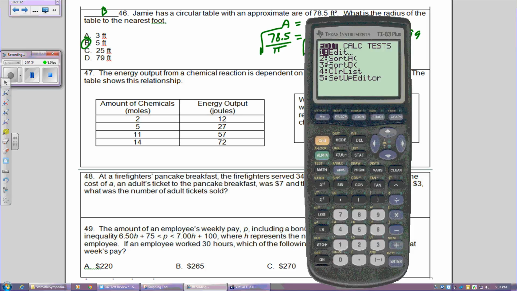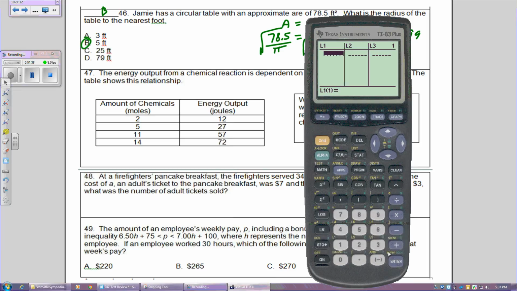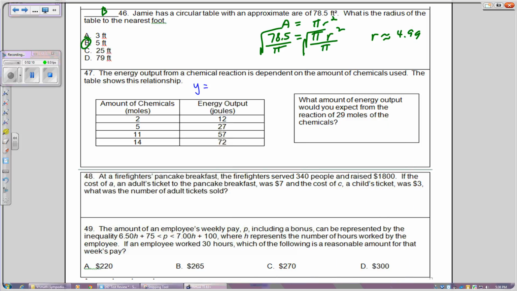Okay, so do stat edit, and in line 1, put your values in the first column. We have 2, 5, 11, and 14. And in line 2, put the second set of values, 12, 27, 57, and 72. And then I'm going to try linear regression. Stat, calculate linreg 4, and see what it looks like. It's nice, neat numbers, so I think that it's y equals 5x plus 2.